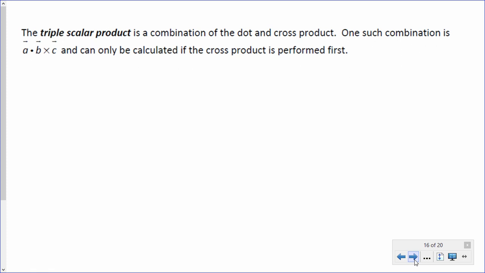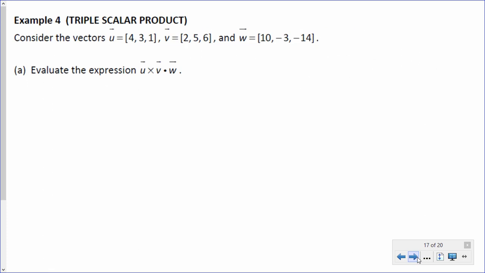So, this is the triple scalar product. If I do the cross product first, I get a vector. Then I have vector A dotted with the result of that cross product, which is another vector. A vector dotted with a vector gives a scalar, hence why we call it the triple scalar product. You end up with a scalar. Now, consider the vectors U, V, and W. Evaluate the expression U cross V dotted with W. Again, it's understood that you do the cross product first.